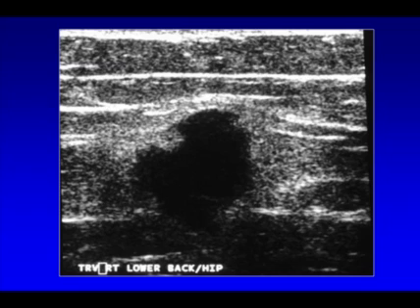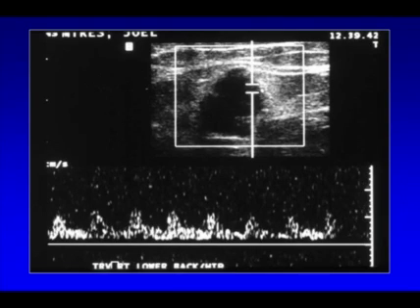This example I show to illustrate that solid lesions may have little or no echoes within them. This is another melanoma patient who presented with a mass in the lower back, and we see this irregularly shaped mass. Now, we had initially thought it was a fluid collection, but then we put on the Doppler, and there was internal arterial flow within this lesion, and it is a proven melanoma metastasis by biopsy.